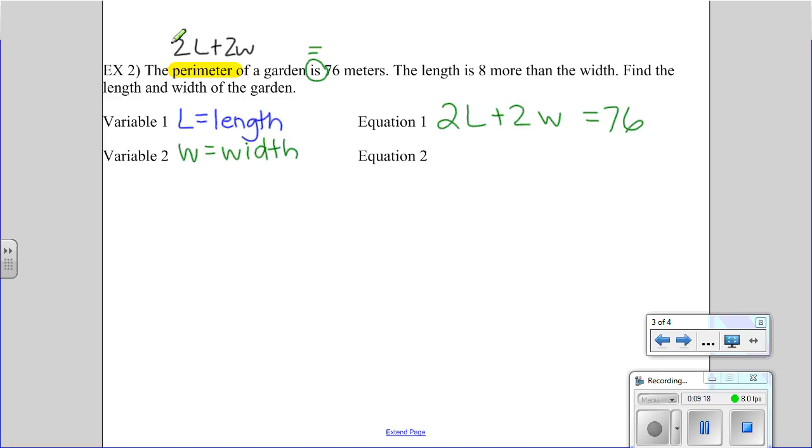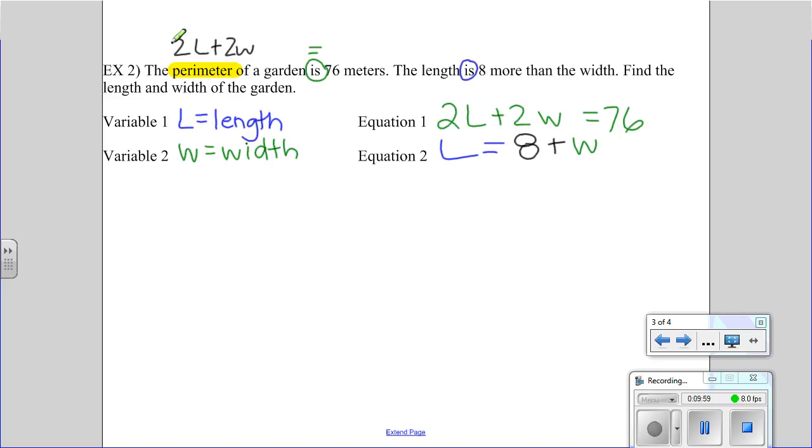There's nothing more. Equation 2 is going to come from sentence 2. The length is, well, what are we representing length with? L is going to be equals. How do I get 8 more than the width? Good job, Jackie. 8 more than is plus. You're not going to have an inequality, ladies and gentlemen. These are all going to be equations. So more than will always be plus. And then the width, as Jackie said, is W.